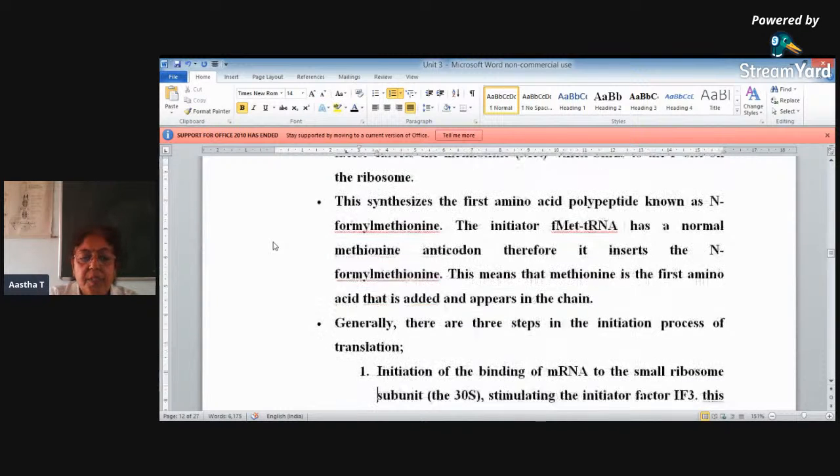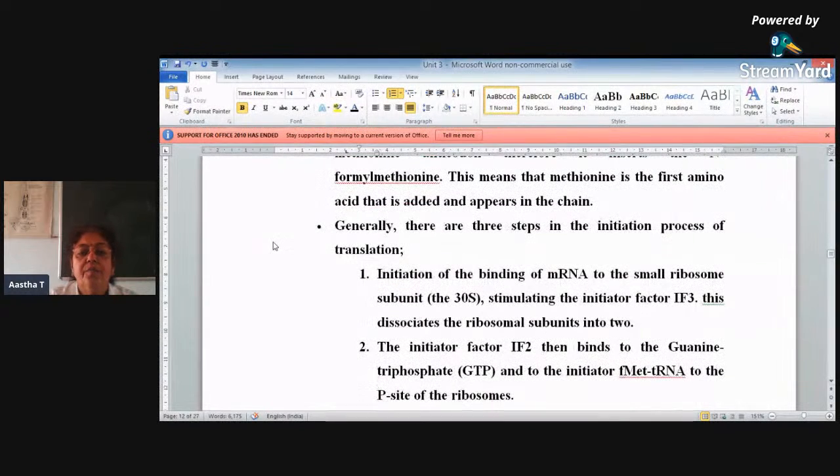There are 3 steps in initiation. First, the binding of mRNA to the smaller subunit of the ribosome, that is the 30S subunit, stimulating the initiation factor IF3. So binding of mRNA to the 30S subunit will first stimulate IF3. This will dissociate the ribosomal subunits into two.